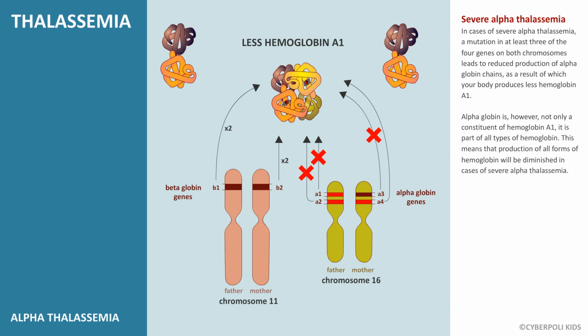Alpha globin is, however, not only a constituent of hemoglobin A1, it is part of all types of hemoglobin. This means that production of all forms of hemoglobin will be diminished in cases of severe alpha thalassemia.